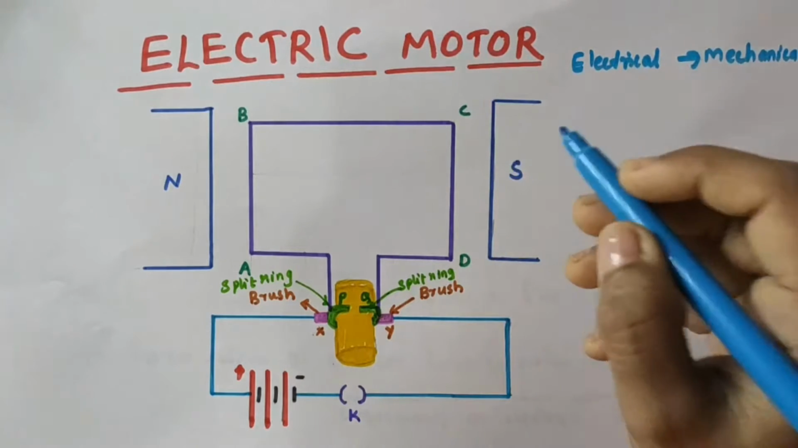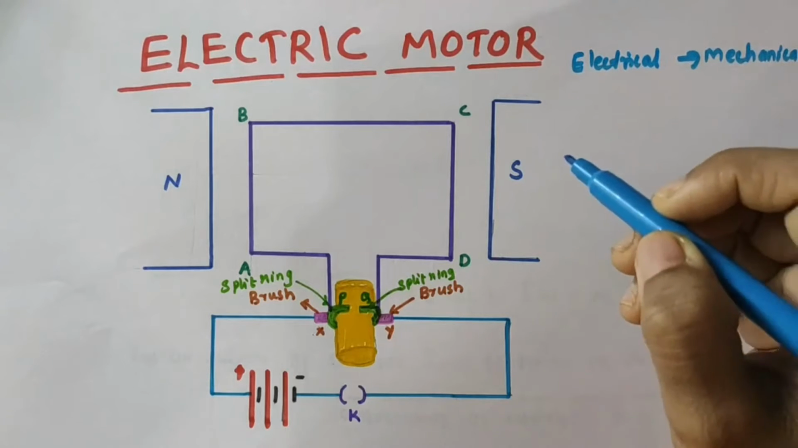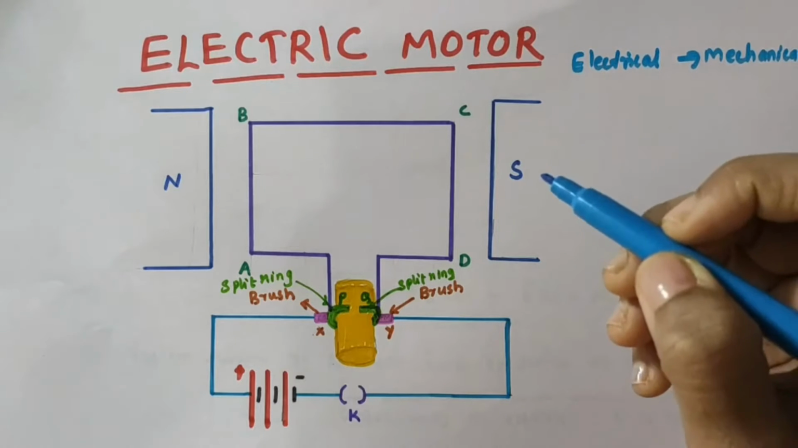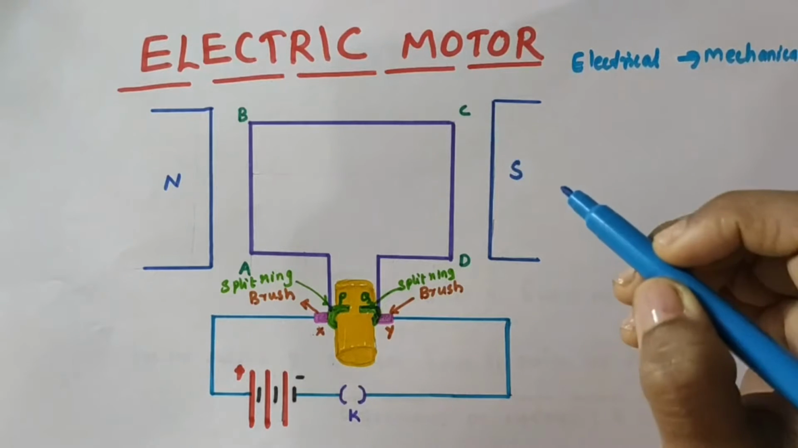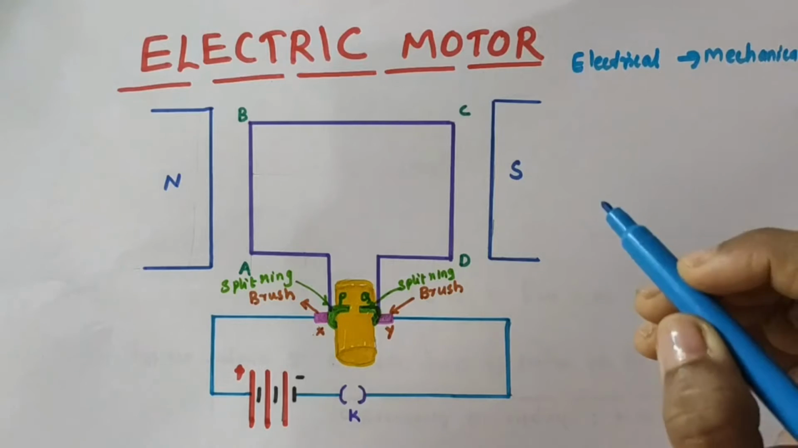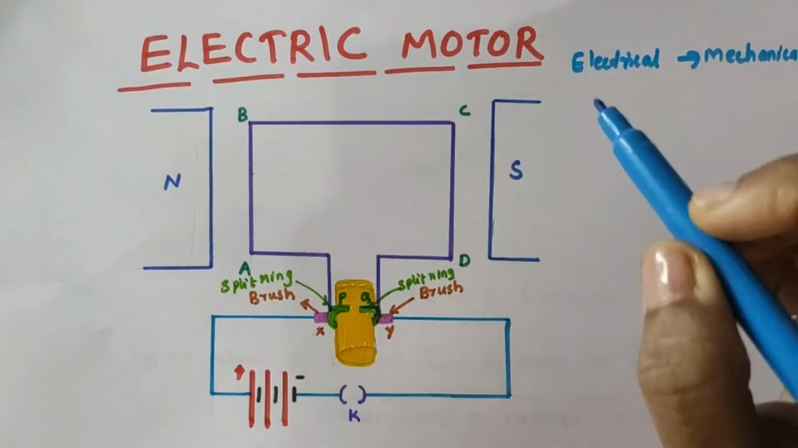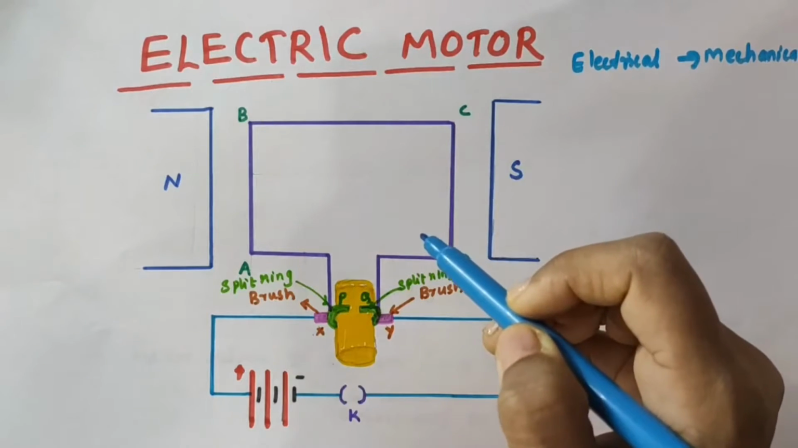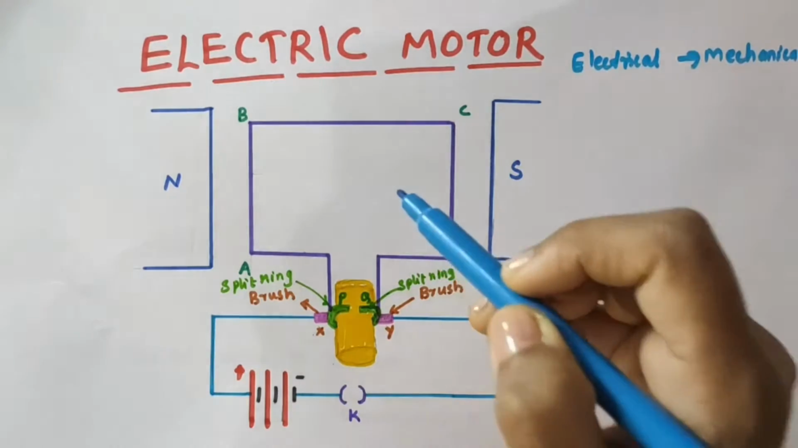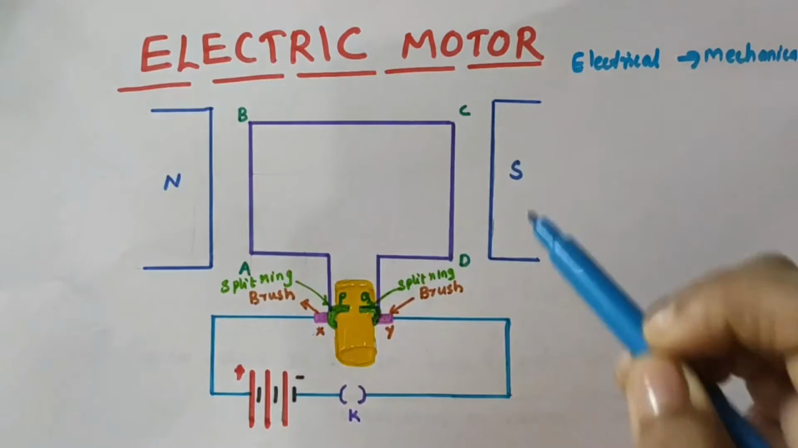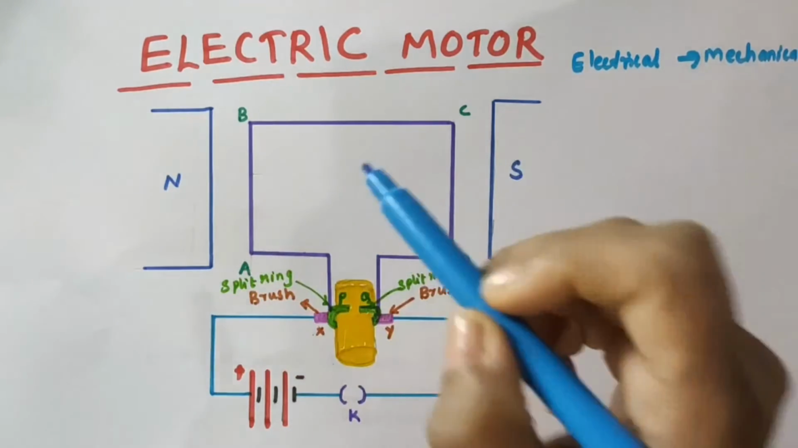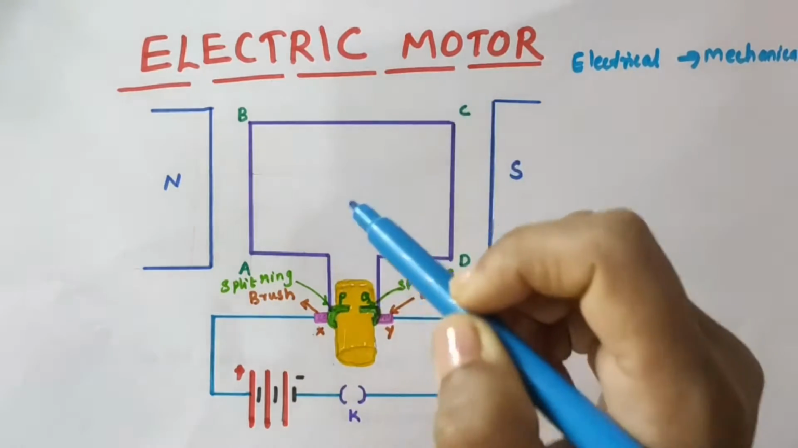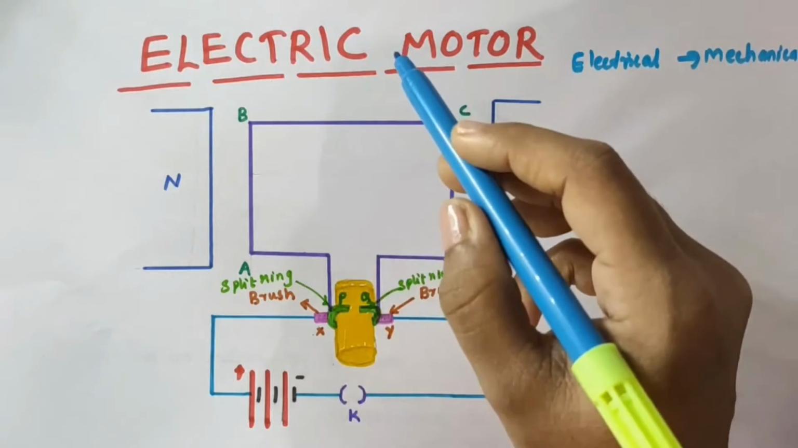Remember this. In our previous videos, we have seen that when a current carrying conductor is placed in an external magnetic field, a force acts on the current carrying conductor. A motor works on that principle. When a rectangular coil is carrying current and is placed in this magnetic field, force acts on the coil. That force rotates the coil of this electric motor.